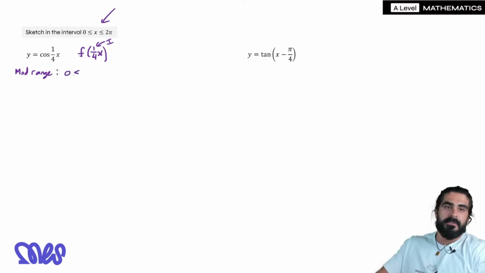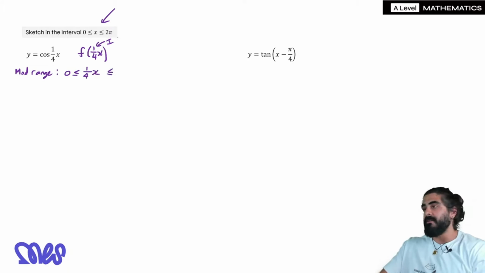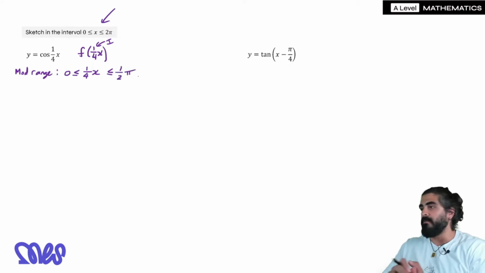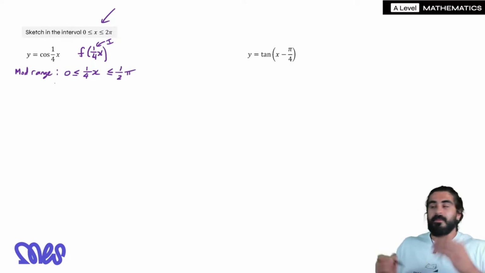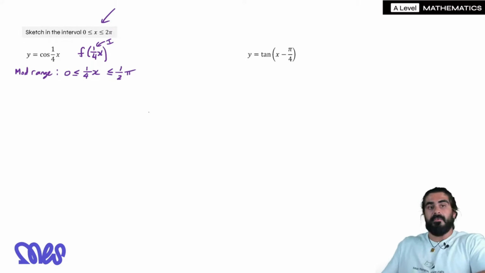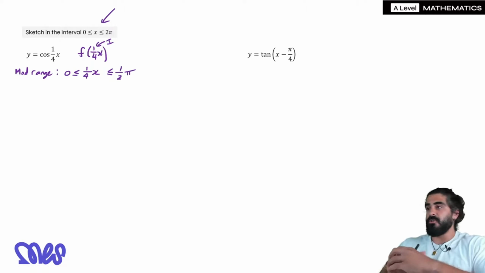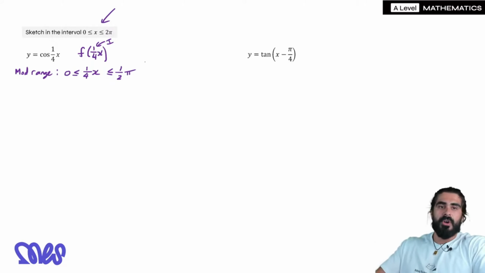So you get 0, divided by 4, will be 1/4 x. 2 pi divided by 4 is 1/2 pi. 2 divided by 4 is 1/2. So for the modified range, we just divide everything by 4. Now remember what I said? We want to draw the cosine graph, only the part of the cosine graph that we will stretch out to the range being between 0 and 2 pi. So all you do is draw the cos graph within this range.